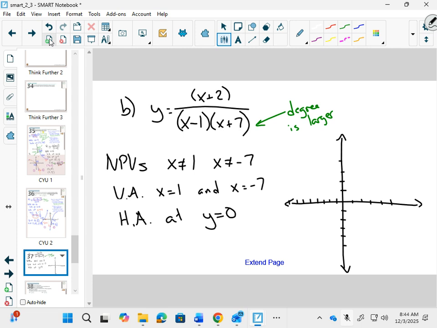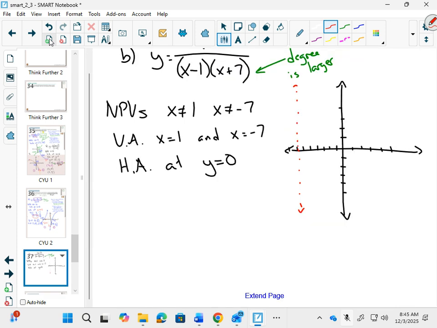I'll start my graph. So, vertical asymptote, x equals negative 7. Vertical asymptote, x equals 1. Horizontal asymptote at y equals 0.